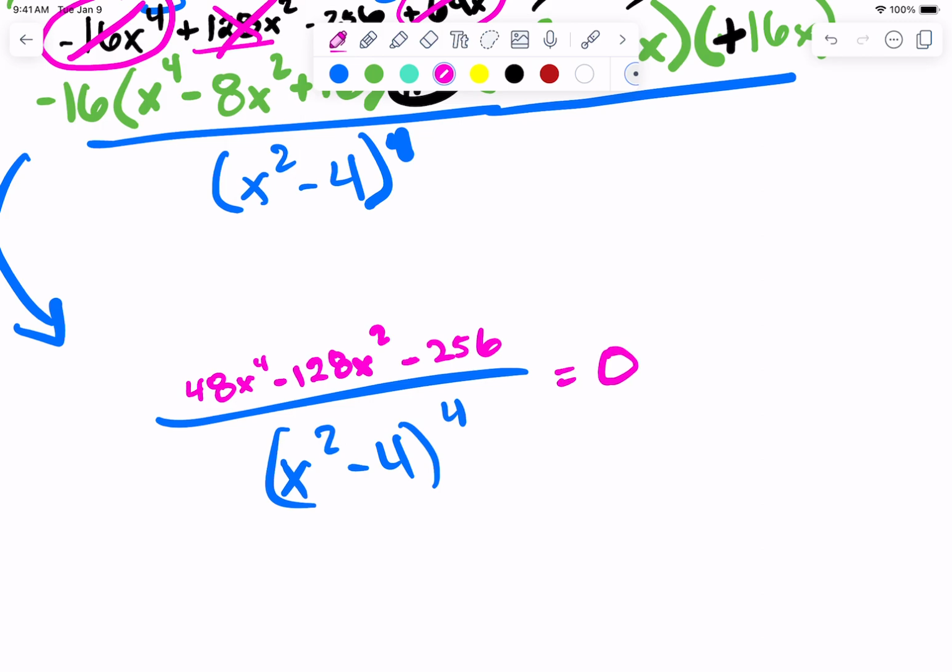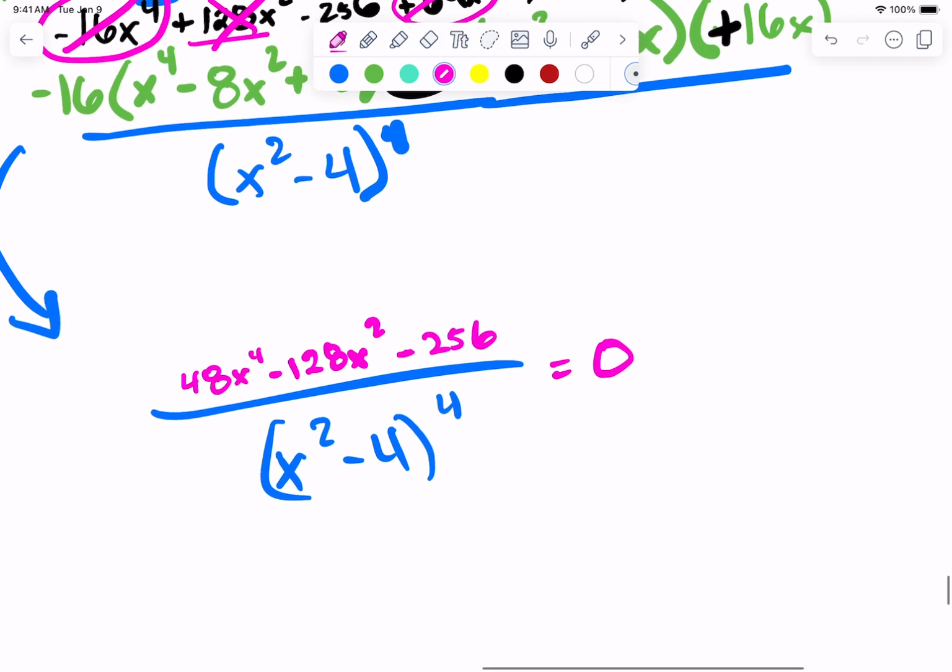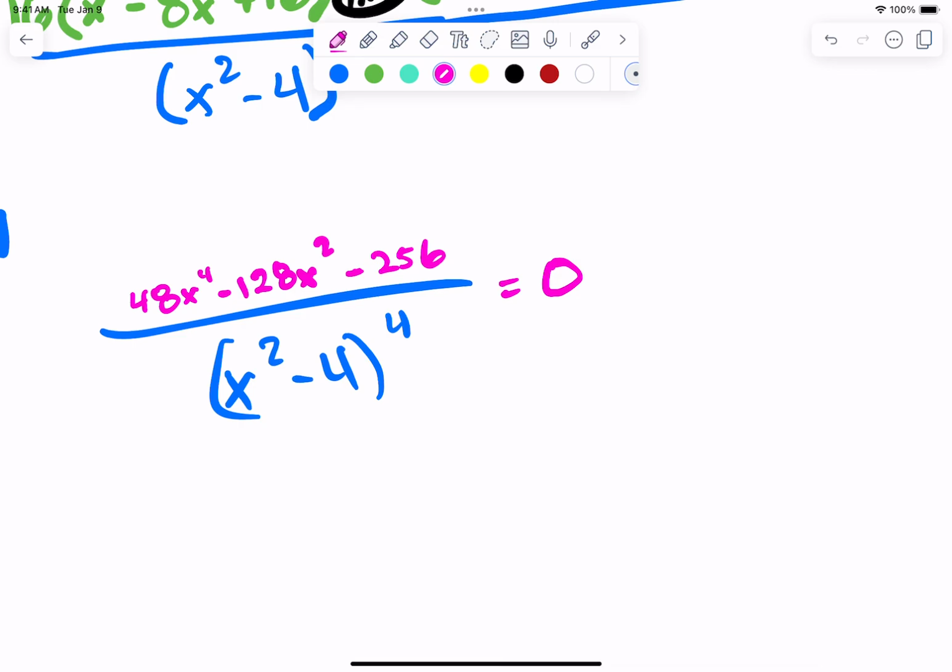Set it equal to 0. The bottom drops out. What should we do at the top? Can we take out 48? You can't take 48 out, because it comes up to 5.3 repeating. I think you can take 16 out though. So 3x to the 4th minus 8x squared minus 16, because we multiplied that together earlier.